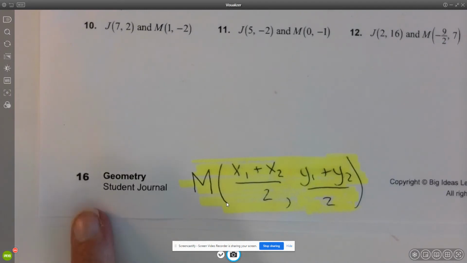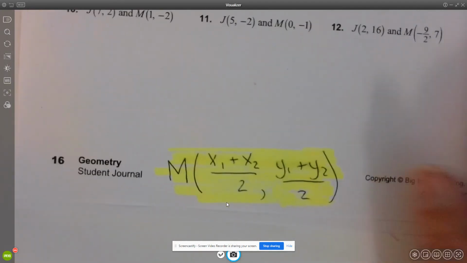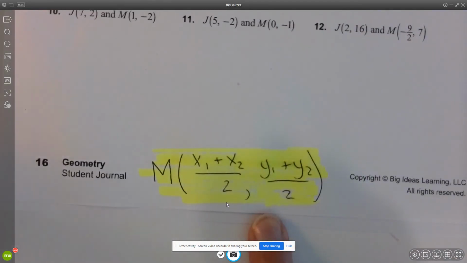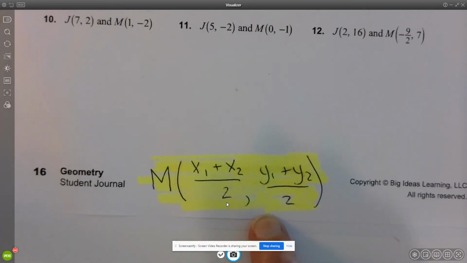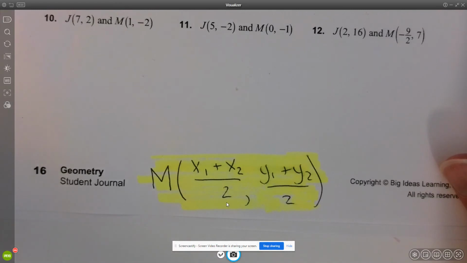So go ahead in your journals, make sure you're on page 16. And I've written down the midpoint formula here. You're going to want to use that in these problems. I'll reference that several times.